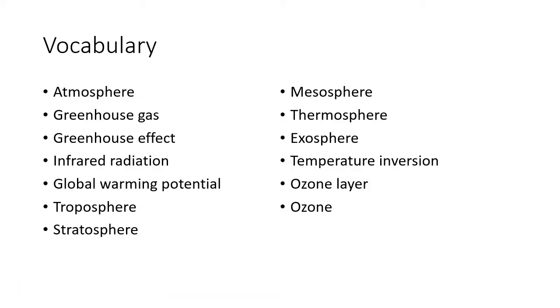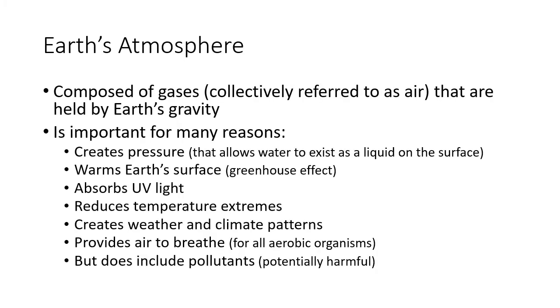Vocab, as usual, I'm going to skip, but you can pause this video now and jot this all down. So let's start with the basics. What is the Earth's atmosphere? The Earth's atmosphere is composed of gases that are gravitationally bound to the Earth. So we all know that Earth has gravity. It's what allows us and everything on the surface of the Earth to remain on the surface at all times, or at least most of the time. But the gases that make up the atmosphere are also gravitationally bound to the Earth.